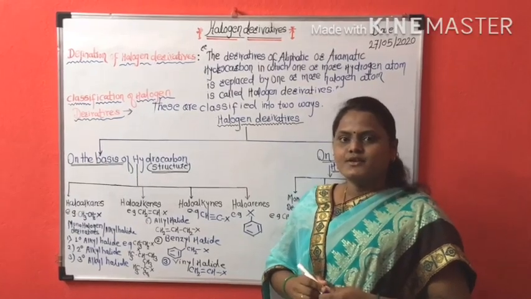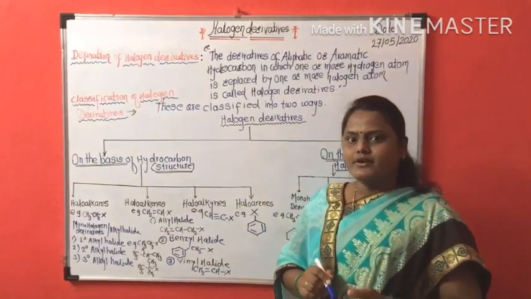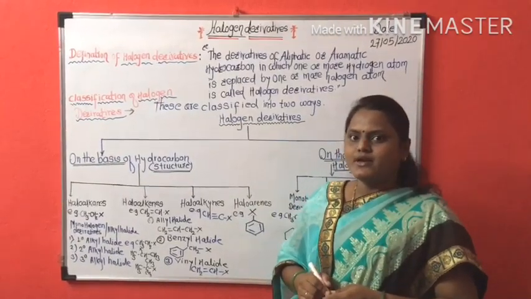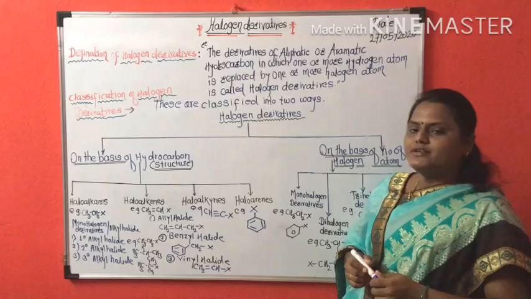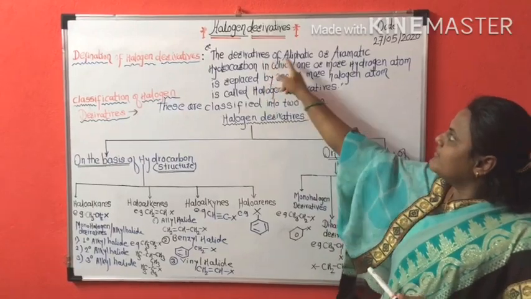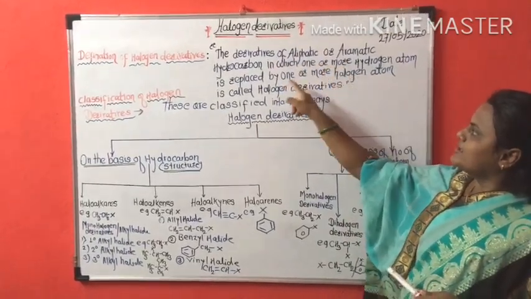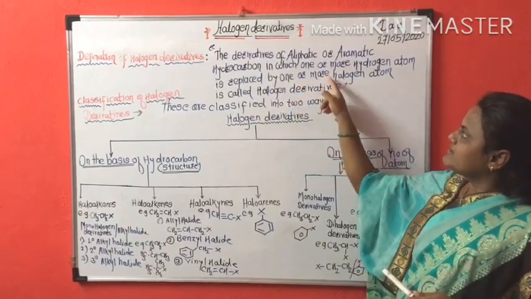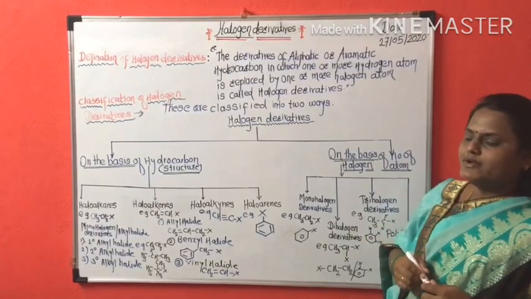Hi students, in the last lecture we learned what halogens are and what a derivative is. Today we are going to learn about halogen derivatives. Define halogen derivatives, or what are halogen derivatives? The derivative of aliphatic and aromatic hydrocarbon in which one or more hydrogen atoms are replaced by one or more halogen atoms is called halogen derivatives.